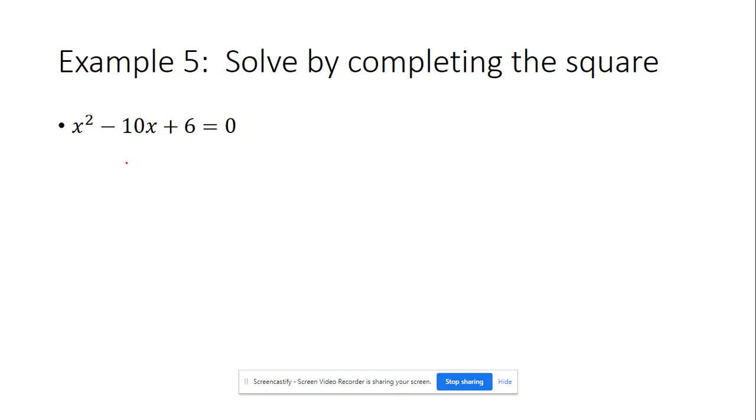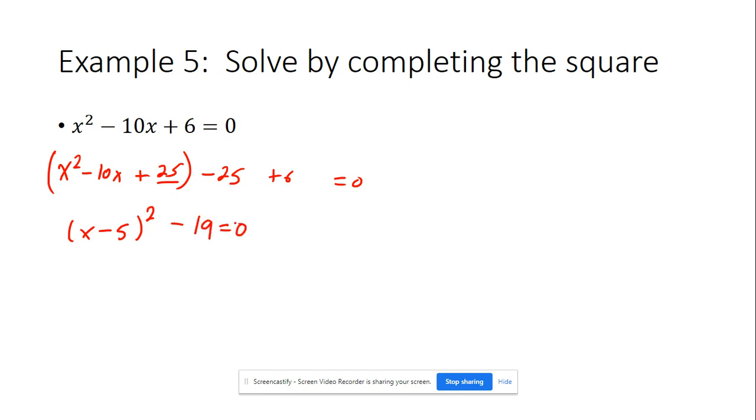So x squared minus 10x plus 6 equals 0. Can't factor this guy over here as well. So I'm going to complete the square. X squared minus 10x plus something plus 6 equals 0. So this is going to be a 25, because half of negative 10 is negative 5, squared is 25, and then we go minus 25 like this. Factor this bad boy, and we get x minus 5 squared. Negative 25 plus 6 is negative 19 equals 0.